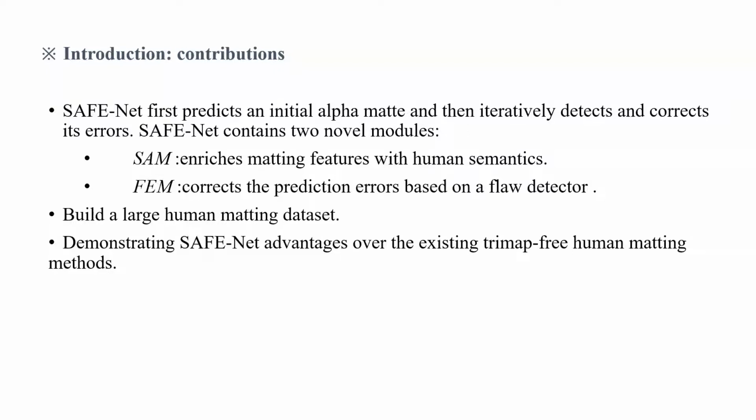Our method, named Semantic Routing Flaw Erasing Network, SAFENet, has two novel modules: a Semantic Addition module, SAM, to enrich matting features with human semantics by an attention mechanism, and a Flaw Elimination module, FEM, to correct errors in the defective matte regions. To facilitate the learning process, we have further constructed a large human matting dataset containing 4,722 unique foregrounds with fine annotations. We also conduct extensive experiments to demonstrate that our SAFENet outperforms most existing trimap-free human image matting methods.